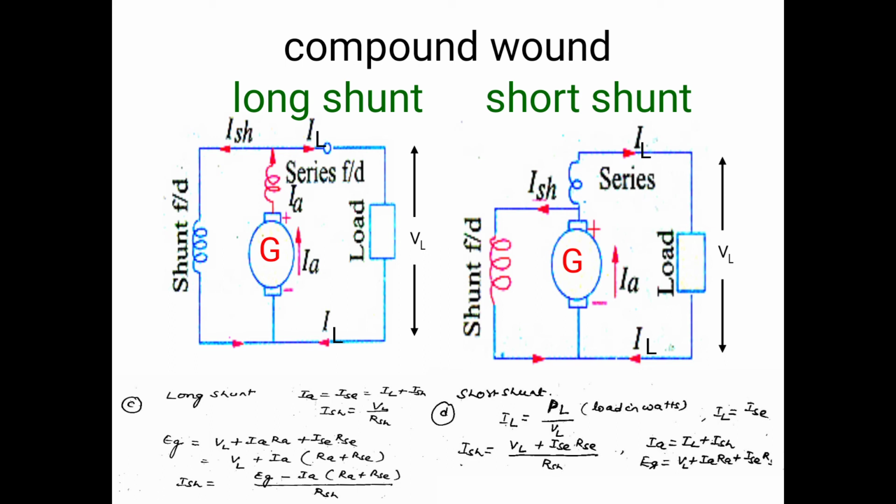Next, the shunt field winding is directly connected across the load, so we can write the shunt field winding current ISH equals VL by RSH. Current equals voltage by resistance, so ISH equals V by RSH. Generally, in problems the load voltage value is given, so we have to write the formulas in terms of load voltage. The shunt field winding current in terms of load voltage equals VL by RSH.